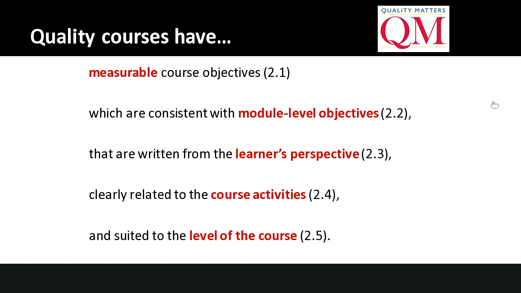So quality courses have measurable course objectives, which are consistent with the module level objectives. They are written from the learner perspective. They're clearly related to the course activities and are suited to the level of the course. So if you follow these strategies and best practices, you should be well on your way to having a recognized quality course.